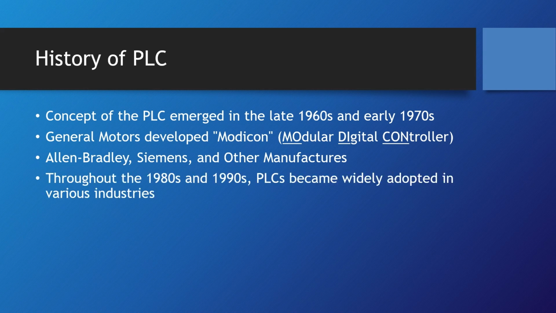Throughout the 1980s and 1990s, PLCs became widely adopted in various industries, revolutionizing industrial automation. They offered significant advantages over traditional control systems, including easier programming, greater flexibility, and improved reliability with reduced downtime. With the advancement of technology, PLCs continued to evolve. They became more powerful, compact, and capable of integrating with other systems such as HMIs, SCADA, and industrial networks. The introduction of advanced programming languages, increased memory capacity, and faster processing speeds further enhanced their capabilities.